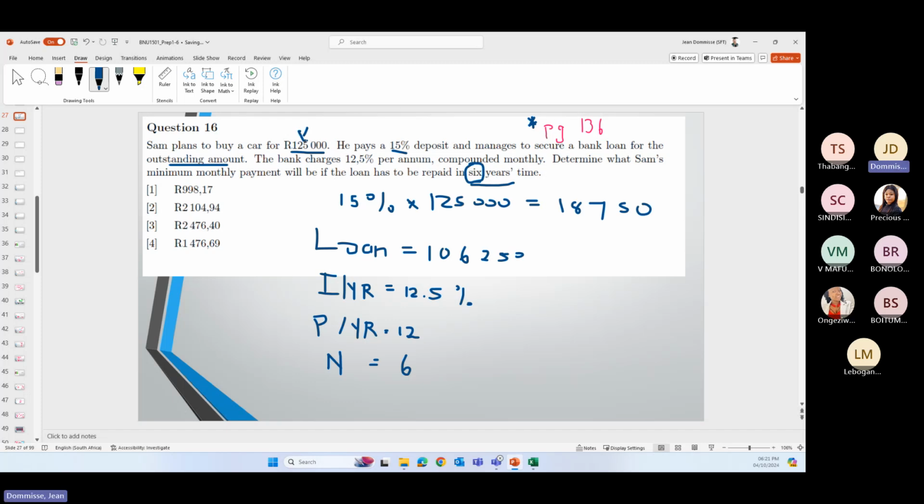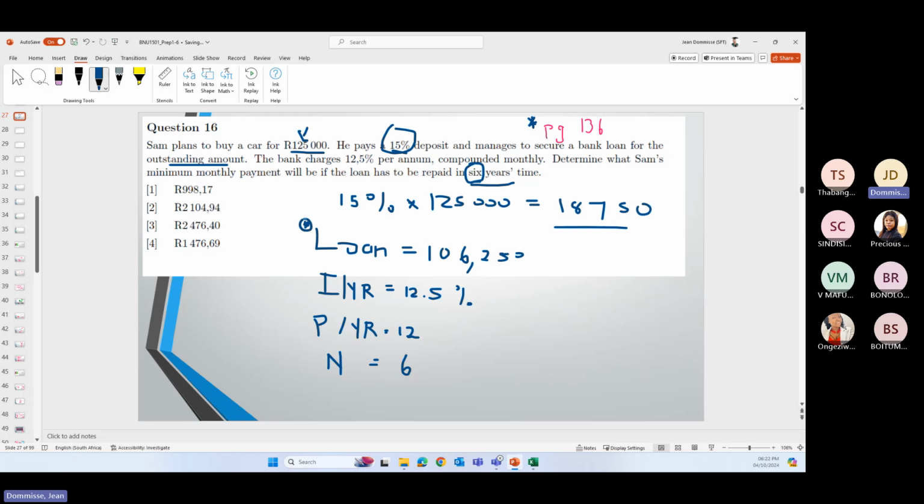Okay, so they say the car will cost him 125,000. He pays 15% deposit, and the rest he secures by loan. So 15% of the 125,000 is 18,750. If I take the 18,750 off the 125,000, what is left is the loan amount of 106,250. So that is how I would work out the loan amount.